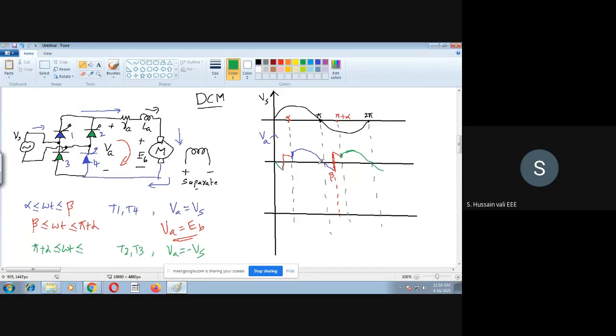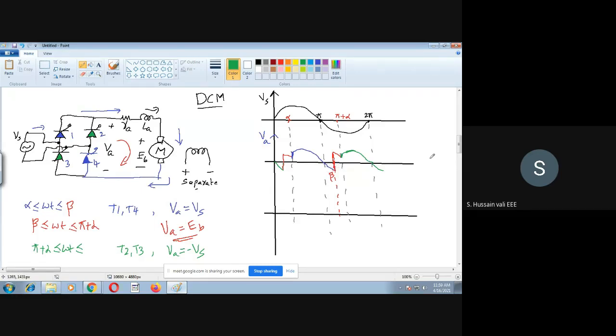So here the cycle has two parts. One part is from alpha to beta, the other part is beta to pi plus alpha, remaining repeated. So that is alpha to pi plus beta. Alpha to beta is one duration, then beta to pi plus alpha is another duration. Okay. So only two durations are there in this, and in this duration, we will find out everything.